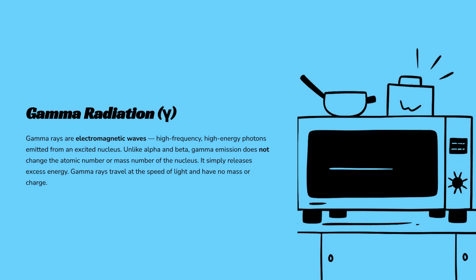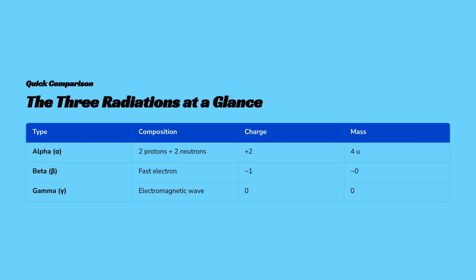Finally, we have gamma radiation. These are high-energy electromagnetic waves emitted from an excited nucleus. Gamma emission does not change the atomic number or mass number. These rays have no mass or charge and travel at the speed of light. This table provides a quick comparison of the three radiation types. You can see the differences in their composition, electrical charge, and mass, which are key details to remember.